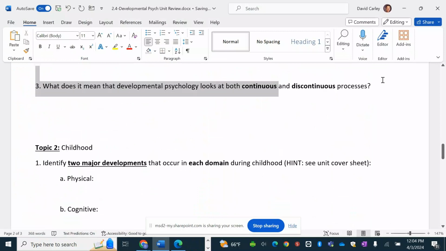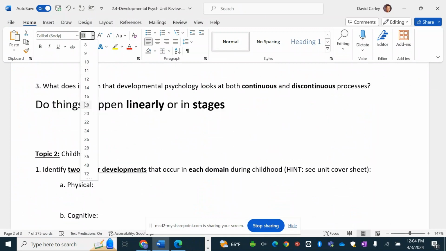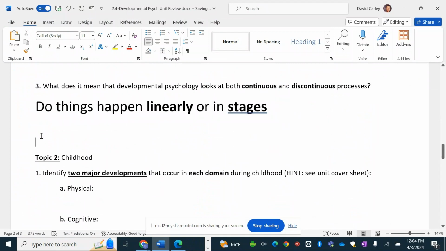Continuous versus discontinuous. That sounds stupid. It just basically means, do things happen linearly or in stages? Most developmental psychology tries to put things into stages, but a lot of that doesn't happen that way. You're bouncing back and forth all the time. It doesn't always happen linearly either. It's more of a continuum.